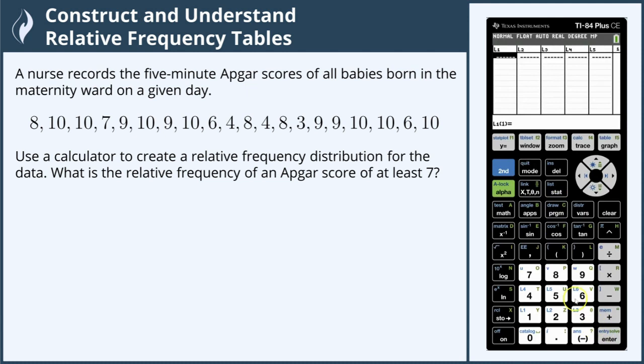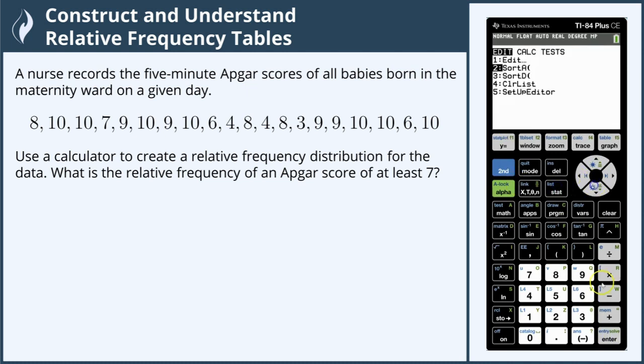So stat and then edit. And in list one, we'll type in our values. So 8, 10, 10, 7, 9, 10, 9, 10, 6, 4, 8, 4, 8, 3, 9, 9, 10, 10, 6, and 10 for a total of 20 values. So we can see it's 20 right there, and we count 20 values in the problem as well.